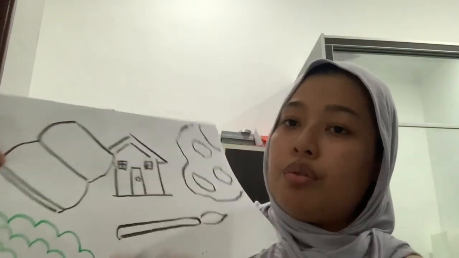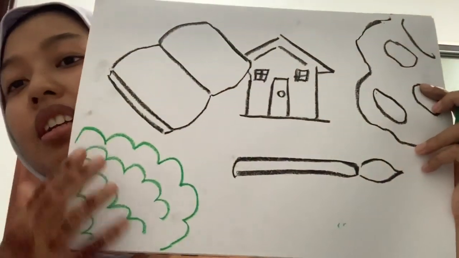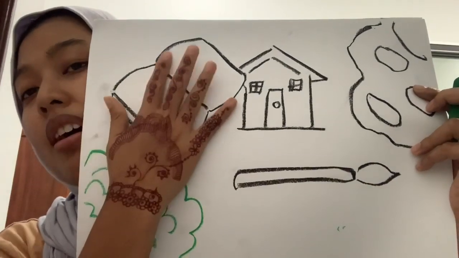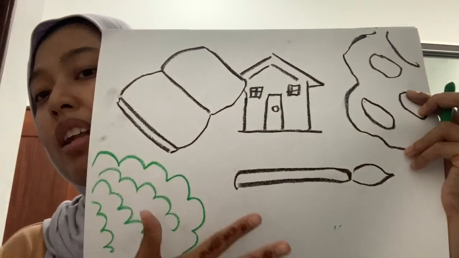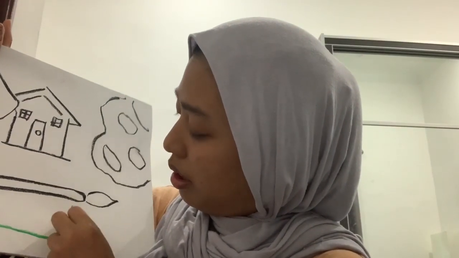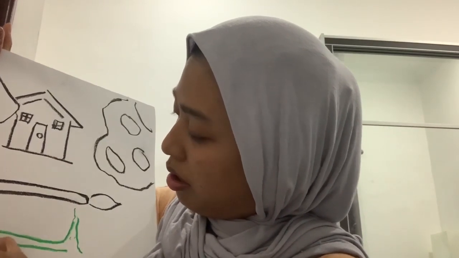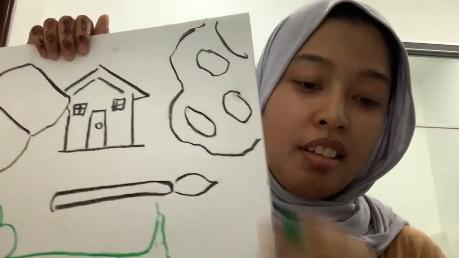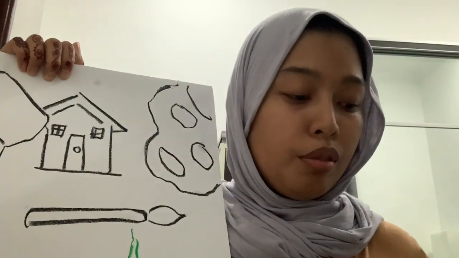I draw all over the place. I don't draw a house here and then a tree there. You can put the objects that you want to draw anywhere inside the drawing block. Then I want to draw a sun up here. If you want to color, you can color.